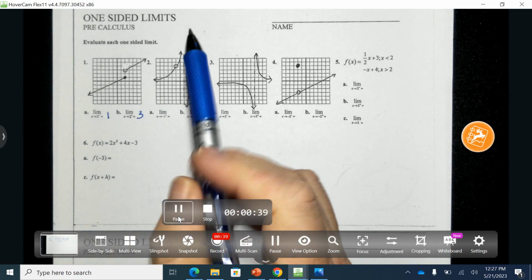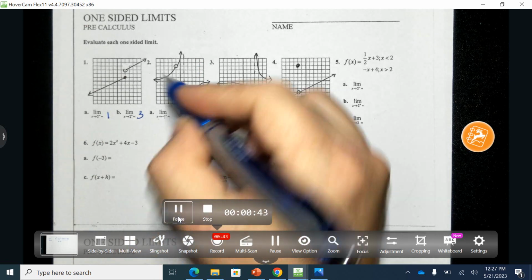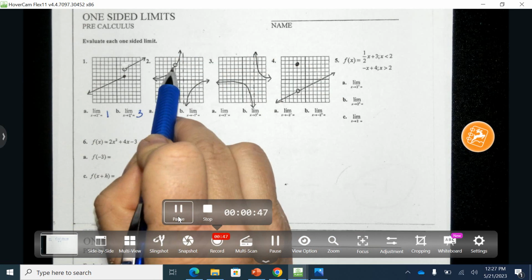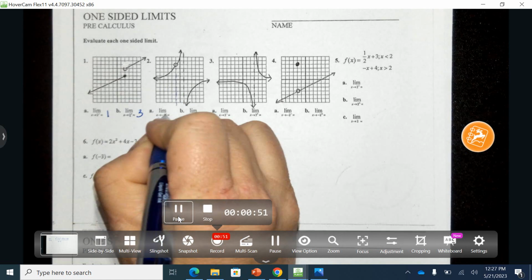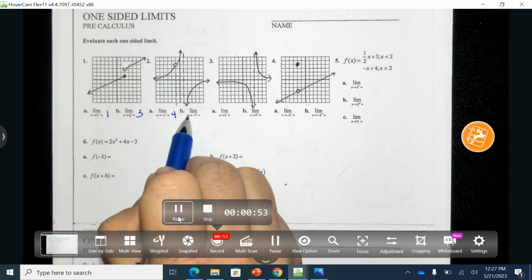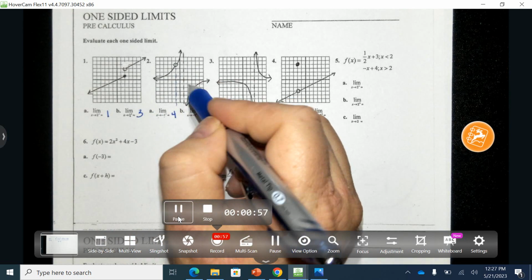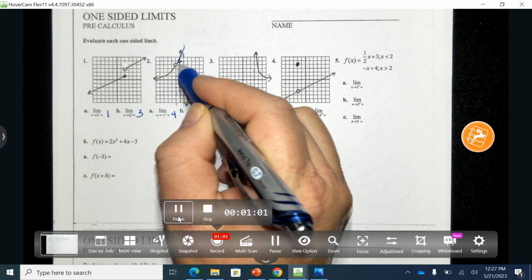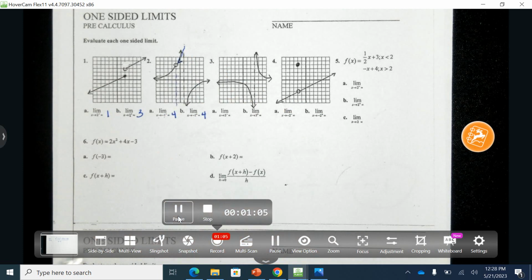Number 2, as we approach negative 1 from the left. So as we approach negative 1 from the left, it is approaching an output value of positive 4. And as we approach negative 1 from the right-hand side, it's coming down here, and it's approaching, and again, it's converging on the point 4.